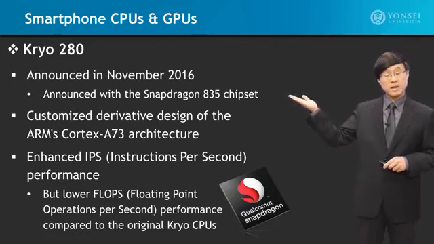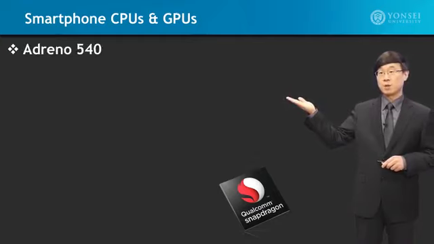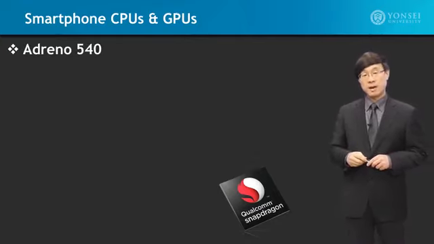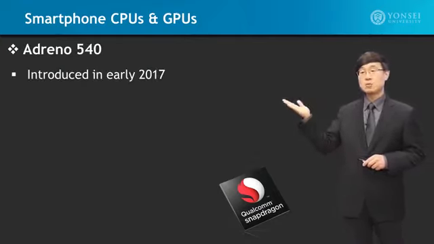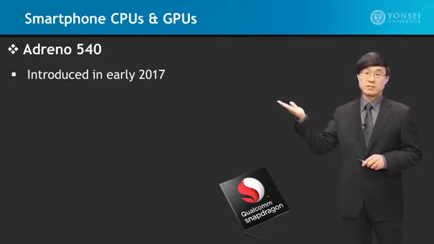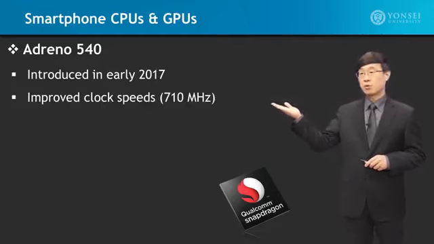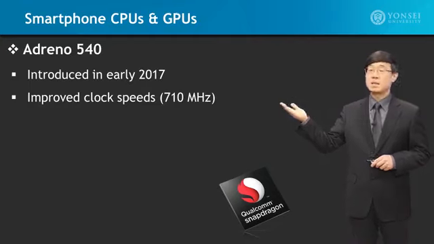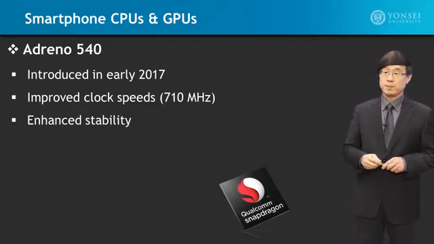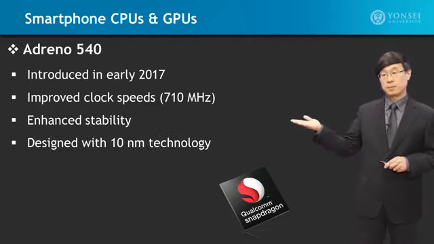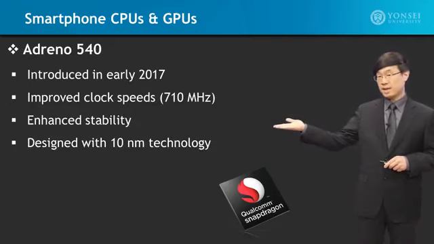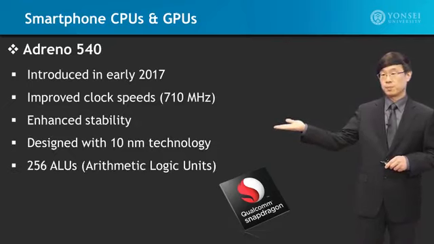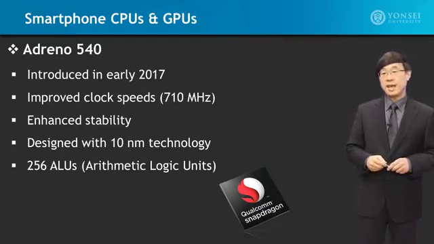The Cryo 280 is used in the Samsung Galaxy Note 8 along with the Adreno 540. This was introduced in early 2017, which has improved clock speed at 710 MHz and enhanced stability. In addition, it was designed with 10 nanometer technology. It has 256 ALUs, arithmetic logic units.